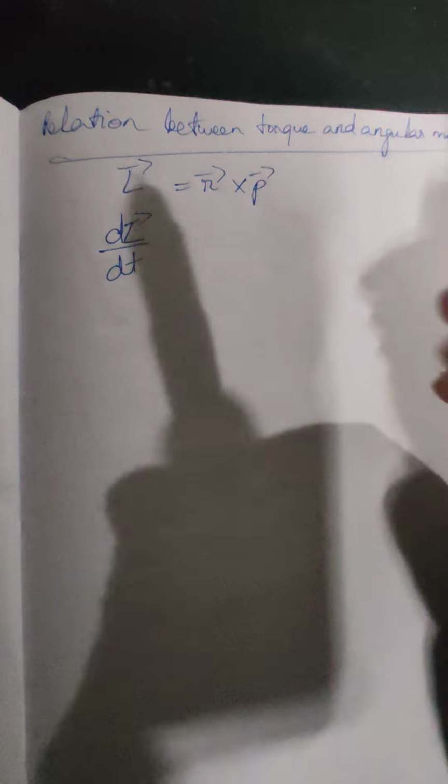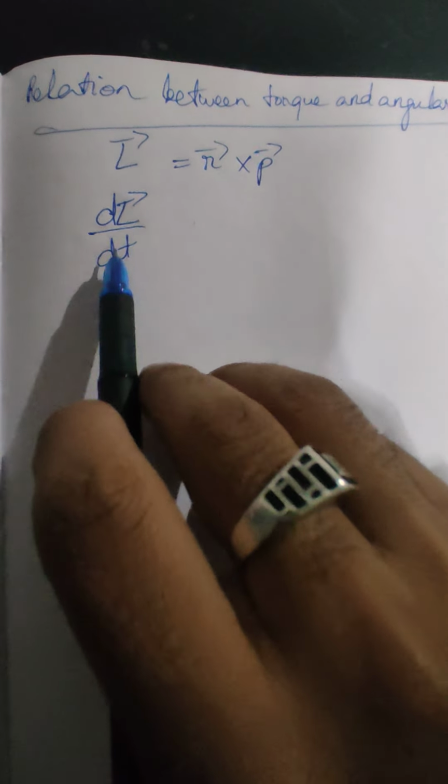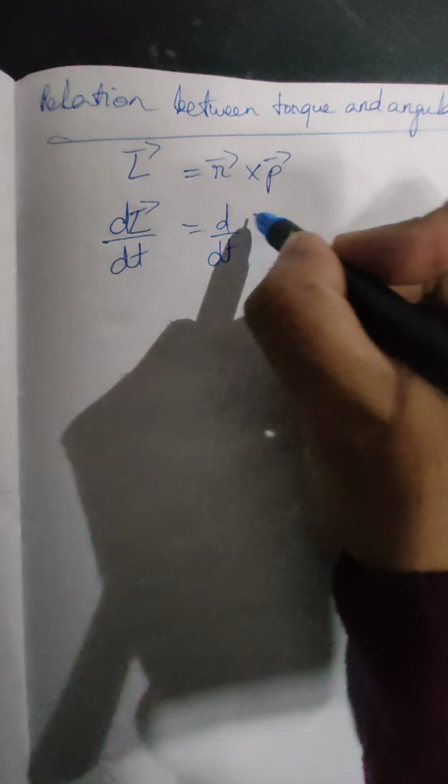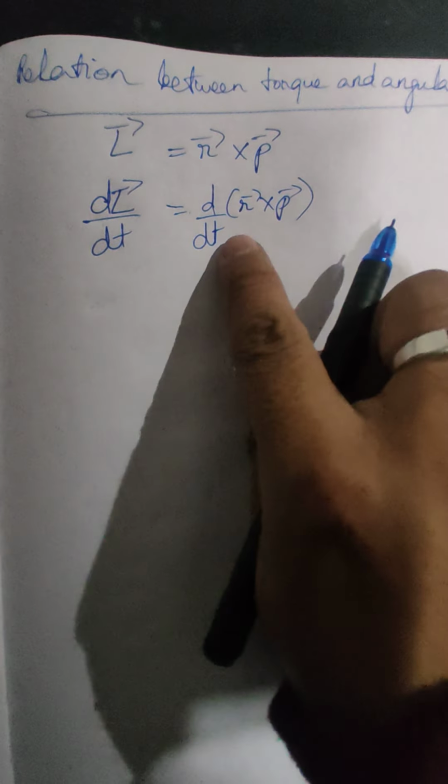Now we will differentiate both sides with respect to t. So dL by dt is equal to d by dt of r cross p. Now how will we differentiate the cross product?